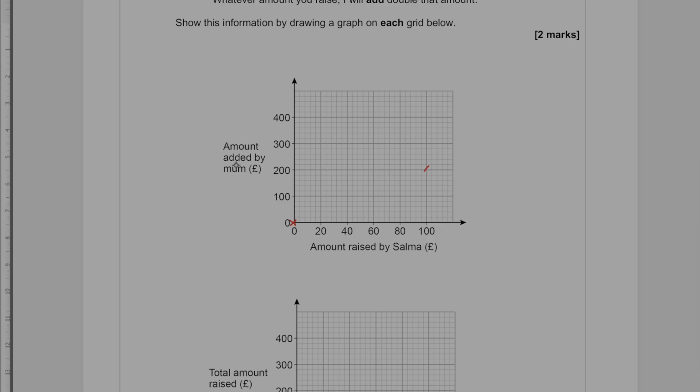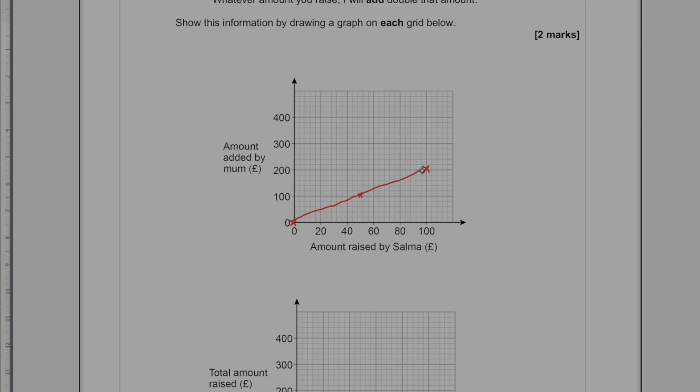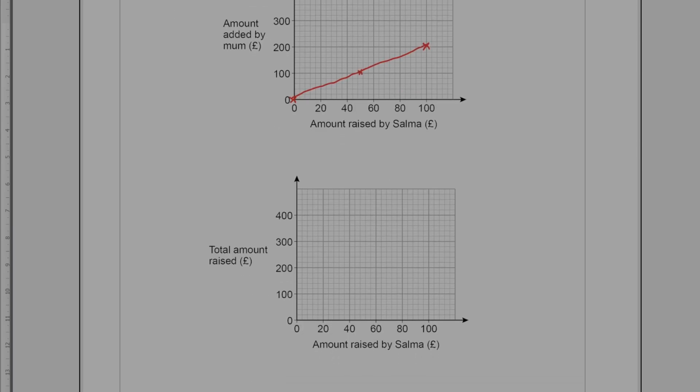So if we're just after amount added by Mom, if Salma raised 100, Mom would give 200. And then we can kind of follow that. I'm just trying to put on a couple of points so I can get my line slightly accurate. That's going to be my line. Amount raised by Salma, total raised. So if Salma raises 100, Mom gives 200, that would be 300. And then we'll try and do the half mark as well. So 50 would be 150. So that's my two graphs.